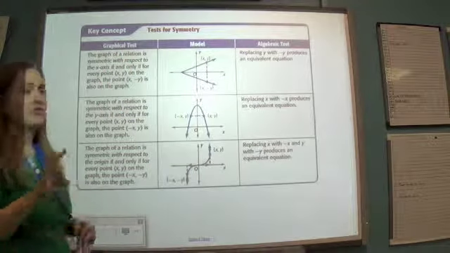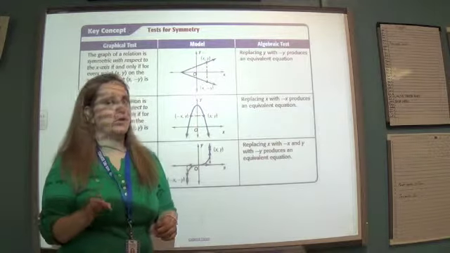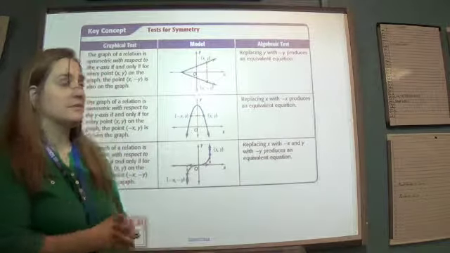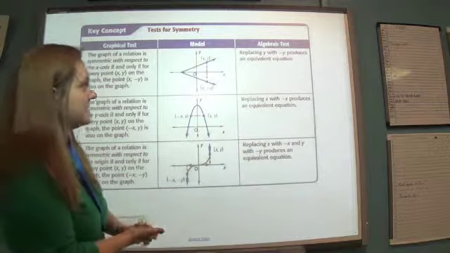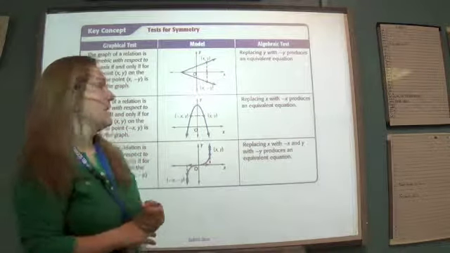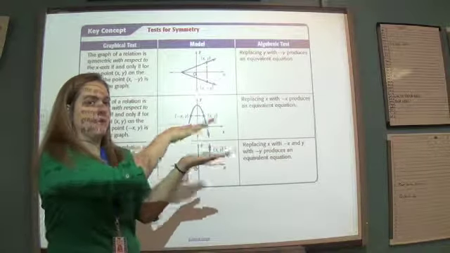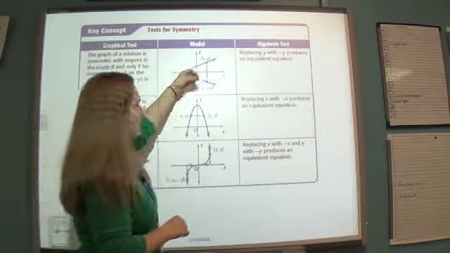All right, so there are 3 types of symmetry with graphs. Now, are all graphs symmetric? Absolutely not. But there are some cases where they are. So here are the 3 cases. Number 1, if it is symmetric to the x-axis. Basically, if I fold the graph in half along the x-axis, it will land perfectly on itself.